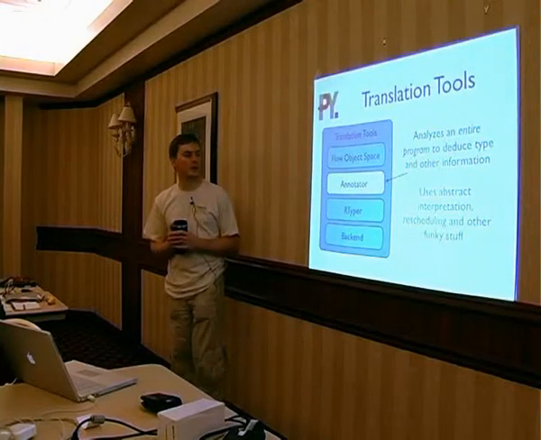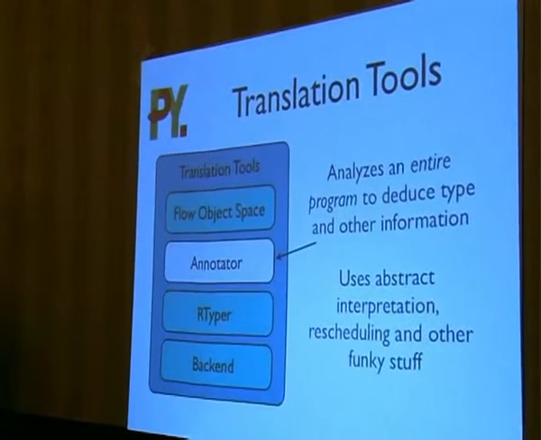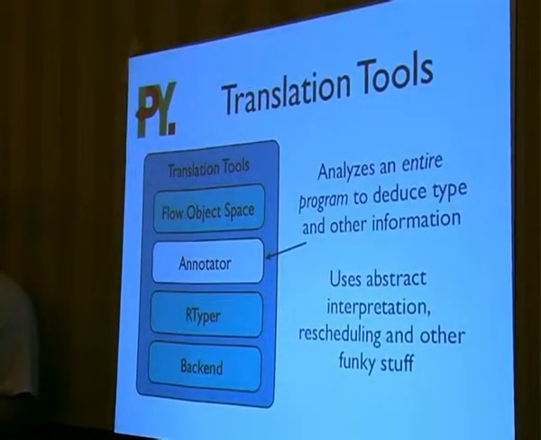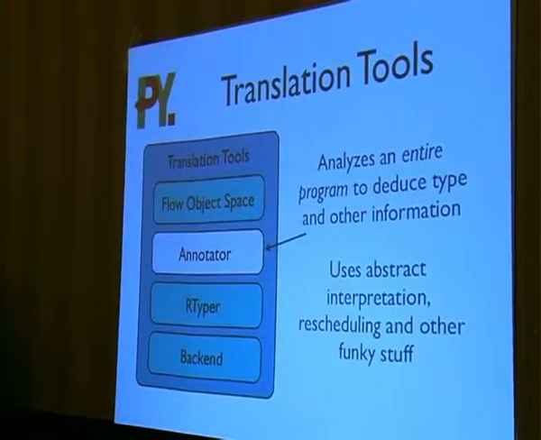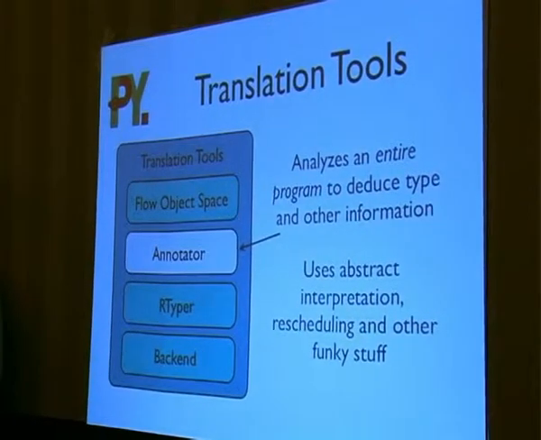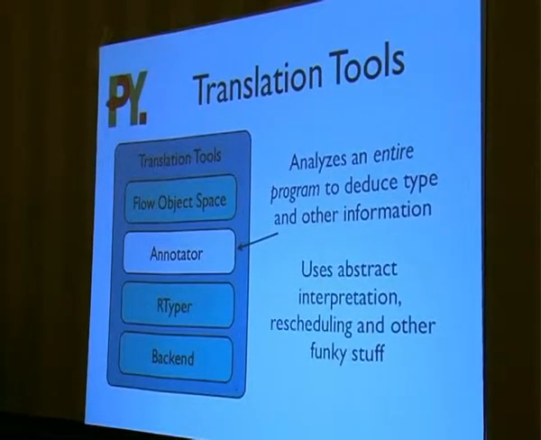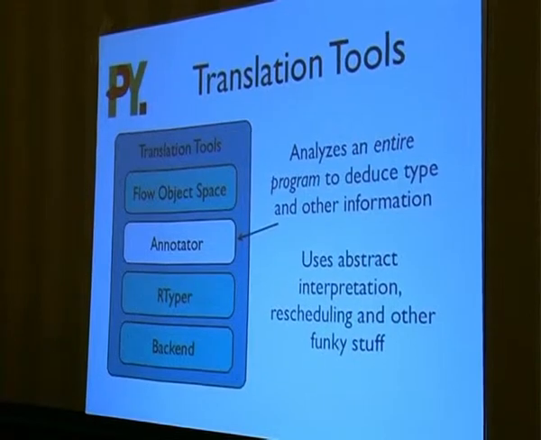The annotator, by contrast with the flow object space and the flow model tools, takes an entire program, so global analysis, and deduces type annotations, but also some other information. To say it's just type inference is slightly missing the point, or simplifying things. It abstractly interprets the flow graphs that are produced by the flow object space to do stuff, and that's enough for now.